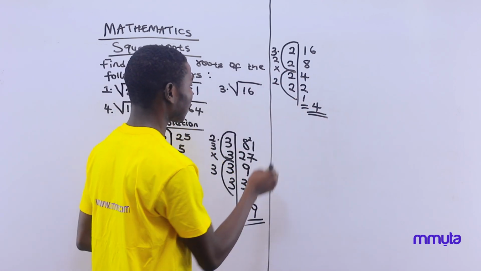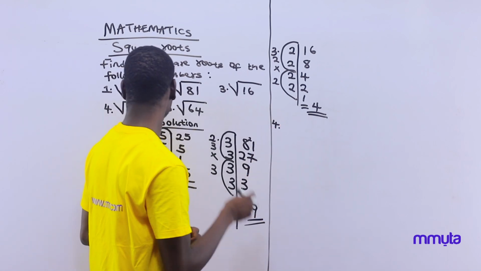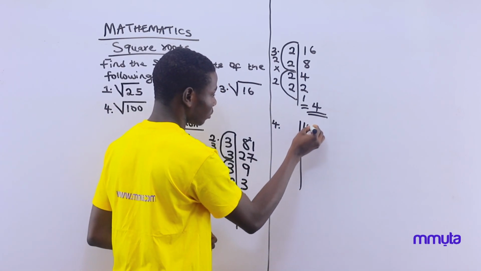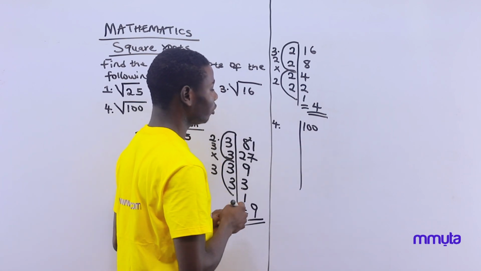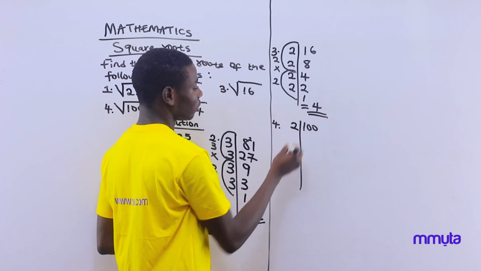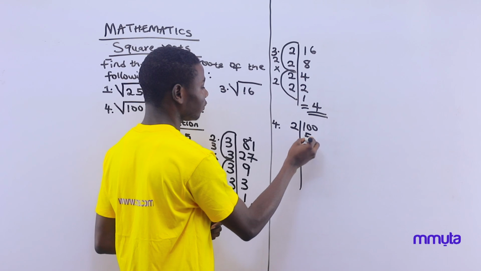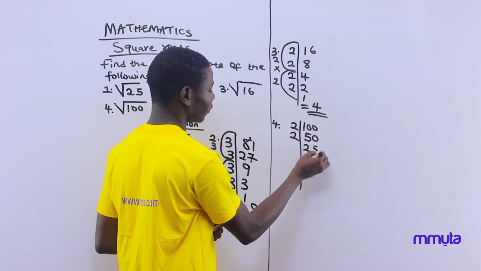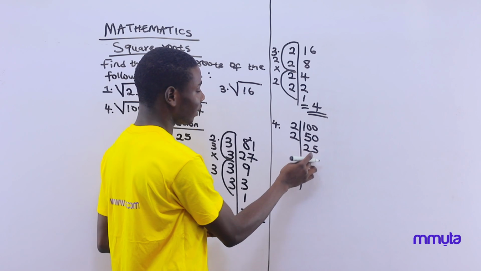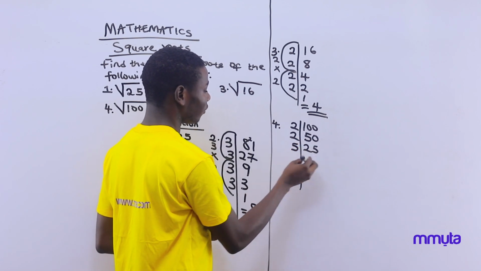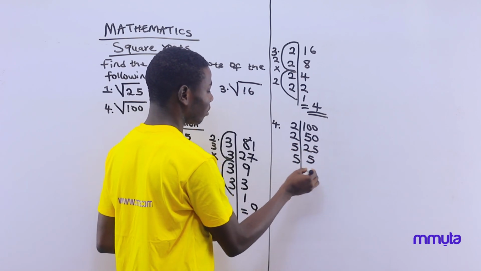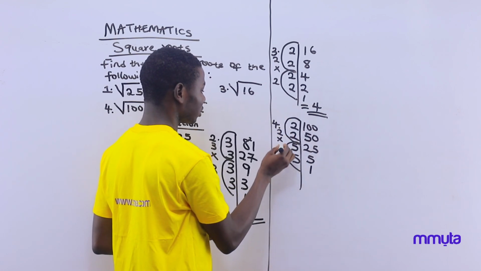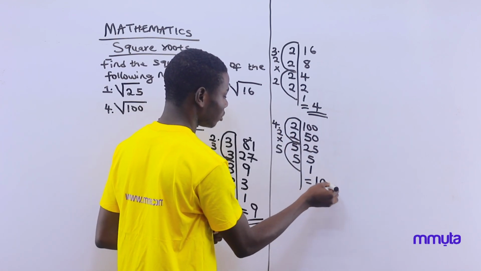2 times 2. Number 4, square root of 100. A number that can divide 100, let's use 2. 100 divided by 2, we have 50. 50 divided by 2, we have 25. A number that can divide 25 is 5. 25 divided by 5, we have 5. And 5 divided by 5, we have 1. We pick them in 2's. 2 times 5. And 2 times 5 is equal to 10.